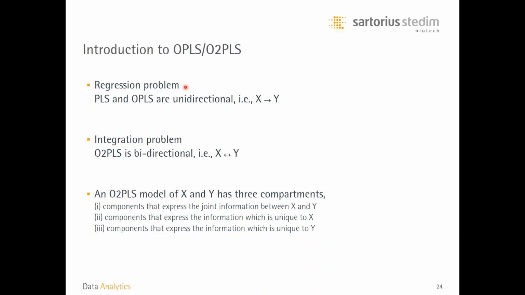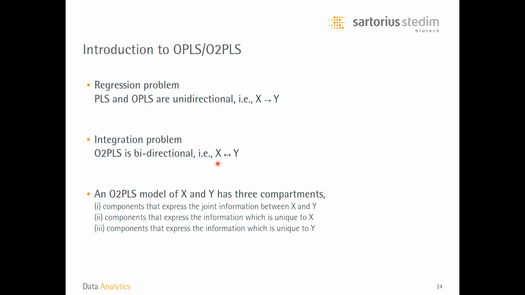And that is how you would like things to work in the regression situation, because you would measure additional X for future samples and you want to predict the Y for those future samples. In the integration or data fusion situation, there is another relationship between X and Y, because here information can flow in both directions.